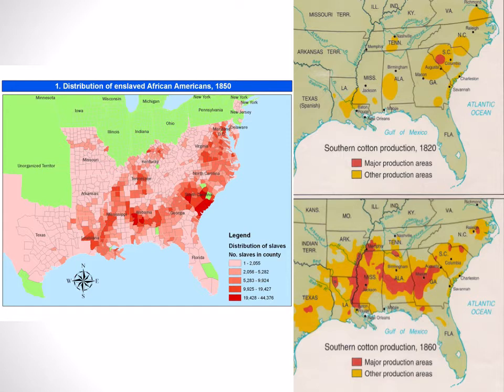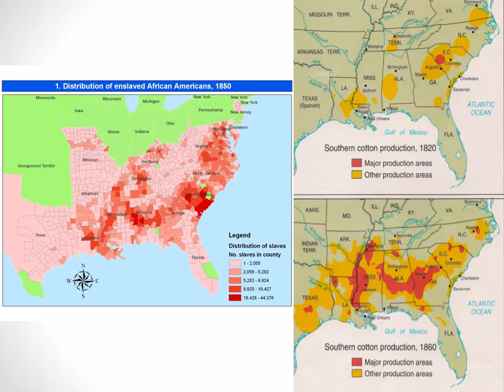If you look at this map here, we've got three maps. The one on the left, distribution of enslaved African Americans in 1850. If you look at Virginia, it's still a pretty big slave state. Prince William County was known to have the largest numbers of slaves in Virginia, up to about 1830, 1840. Virginia was the biggest slave-owning state up until about 1830, 1840. Then it became the Deep South states that had more slaves, like South Carolina, Alabama, Mississippi, Georgia. They tended to have more slaves because of this cotton boom.